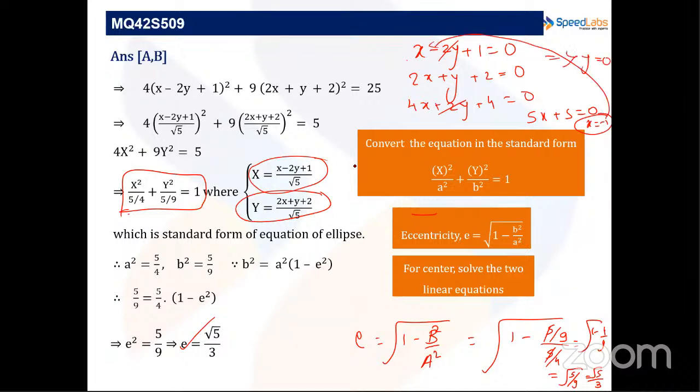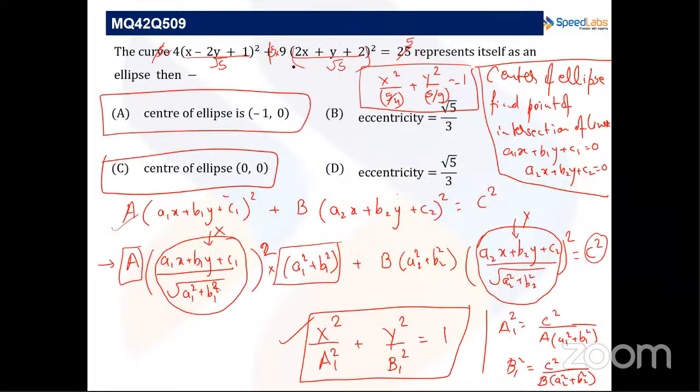Or what you can do is, you can go by options. You are having these two equations, check. 0 comma 0 is not satisfying both the equations, so it is not the center. Minus 1 comma 0: minus 1 plus 0 plus 1, it will be 0, and minus 2 plus 0 plus 2, it will be 0, so this is satisfying. So it is our center of ellipse. And eccentricity we have calculated, although these two are written same. So our option is this.